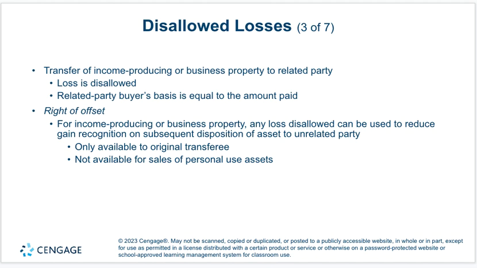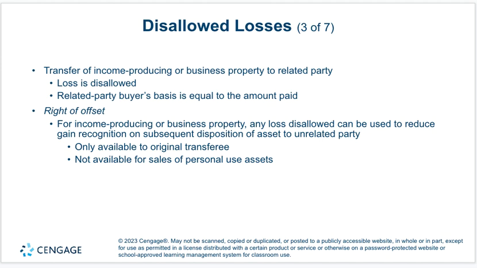So if we're transferring income producing or business property to a related party, any loss is disallowed. The related party buyer's basis is equal to the amount paid. So if I bought property, like a business from my mom, and bought it for $50,000, which created, we'll just say, a $10,000 loss, the loss is disallowed, and my basis becomes that $50,000 that I paid, even if her basis was the $60,000, which created that $10,000 loss.